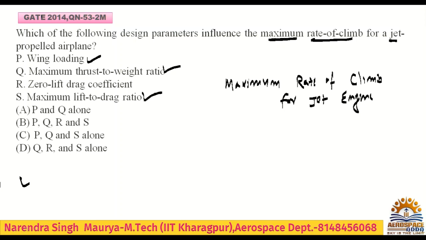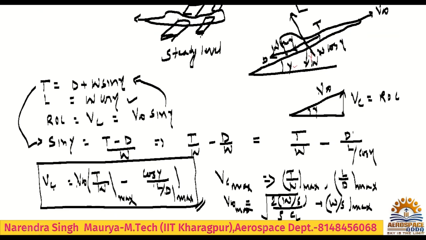So what is the zero lift drag coefficient? CD naught. CD naught is one component, because if you are talking about total drag, then parasite drag will come in L by D. If you are saying L by D will influence the maximum rate of climb, then automatically zero lift drag will also be considered. Why? Because drag is there. What is the drag? Total drag is nothing but zero lift drag plus induced drag. So automatically zero lift drag will be included. So I think all options are correct.